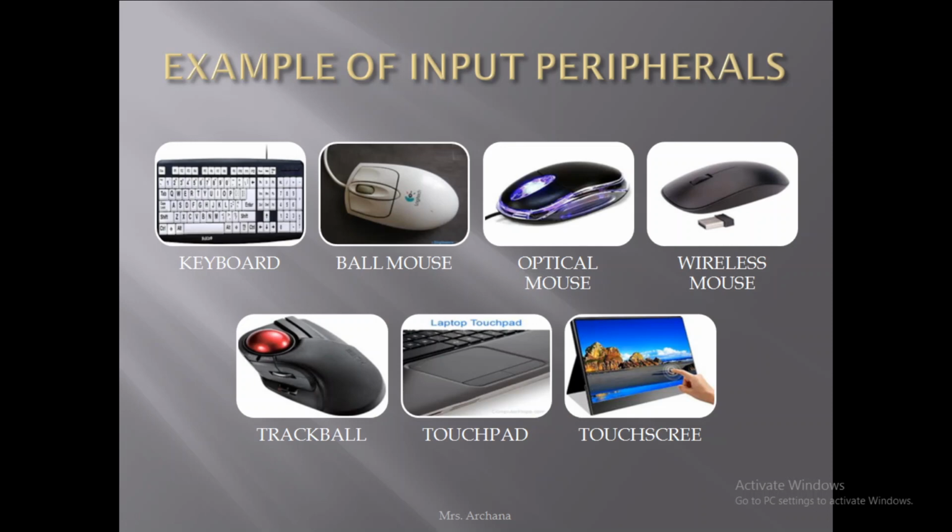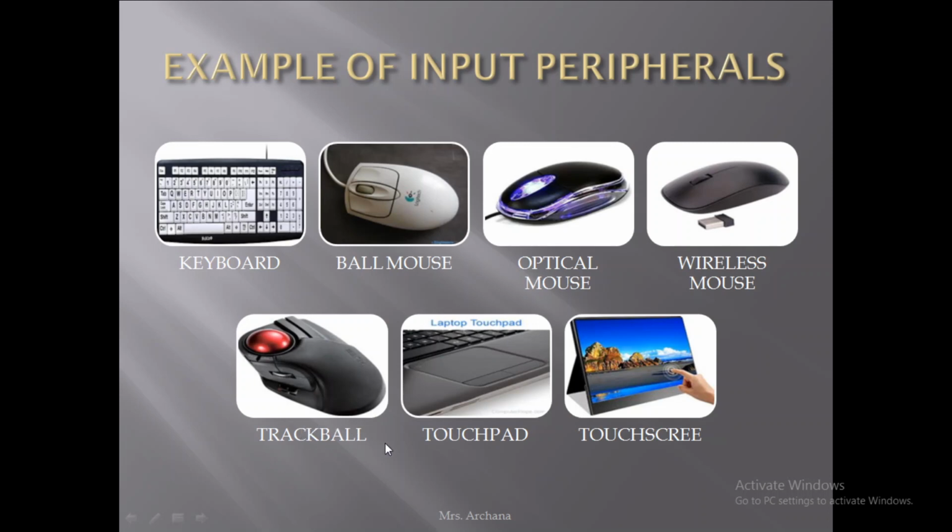Nowadays we get different types of mouse, that is the ball mouse. In the ball mouse, one ball is present below the mouse, and whenever we move the mouse, the ball also moves with it, and according to that the pointer moves. Another type is the optical mouse. It has a red light under the mouse. It moves faster than the ball mouse. Then this is the wireless mouse. It is not attached to the CPU box. It communicates using signals.